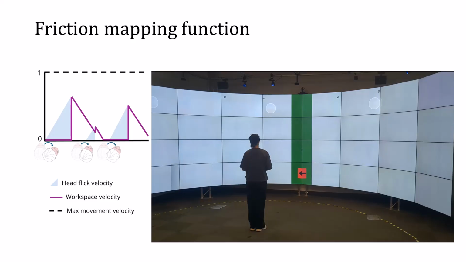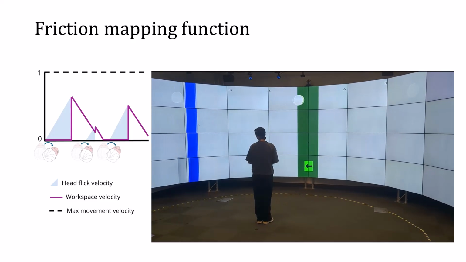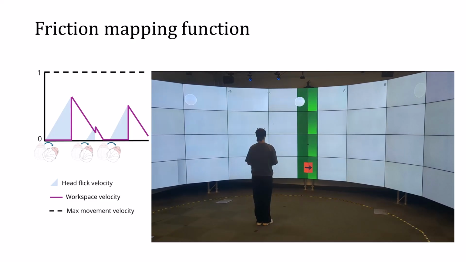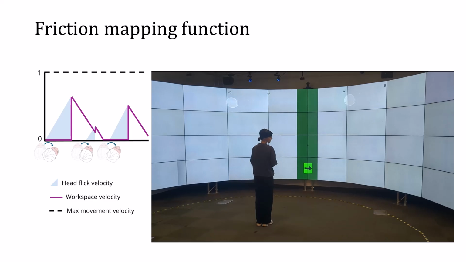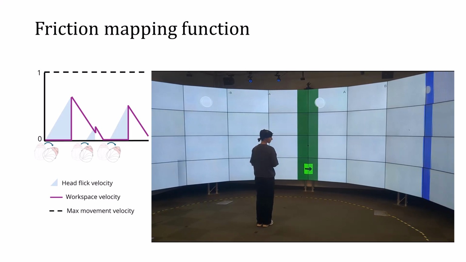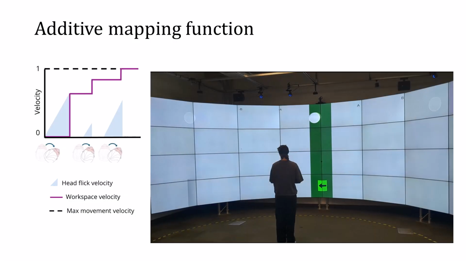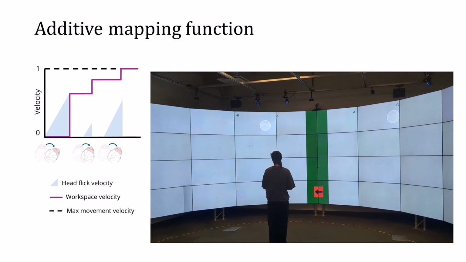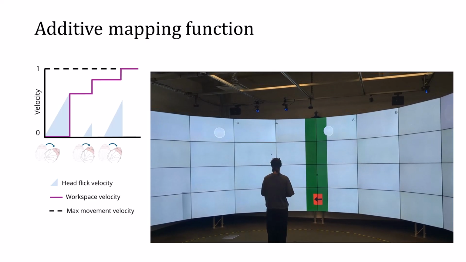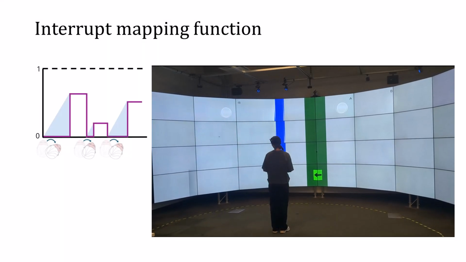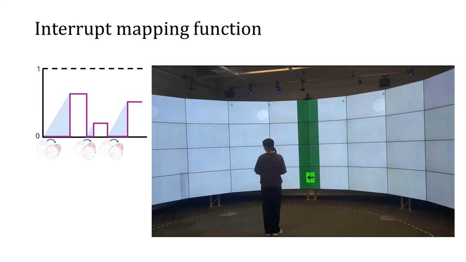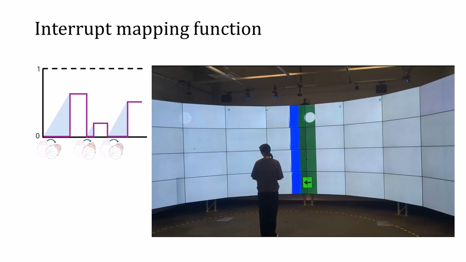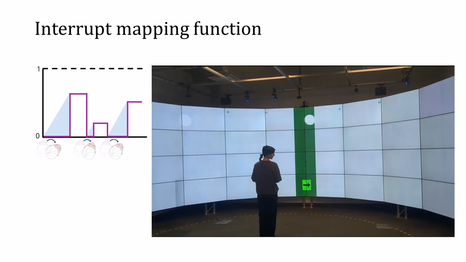The friction mapping is similar to continuous mapping. However, it includes an additional coefficient that determines how long the workspace takes to reduce speed to the point of stopping. The additive mapping function is similar to the continuous mapping function, with the key difference being that participants can increase the workspace movement through additional flicks. The interrupted mapping function is also similar to the continuous mapping function, with the key difference being that whenever the cursor enters the dynamic region, the workspace movement velocity is reduced to 0.